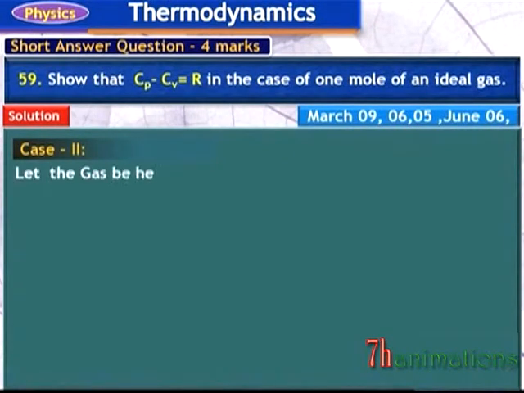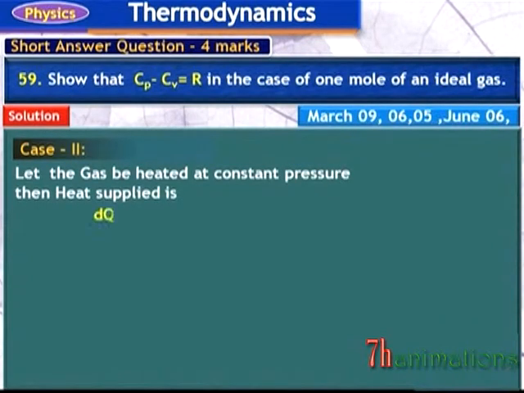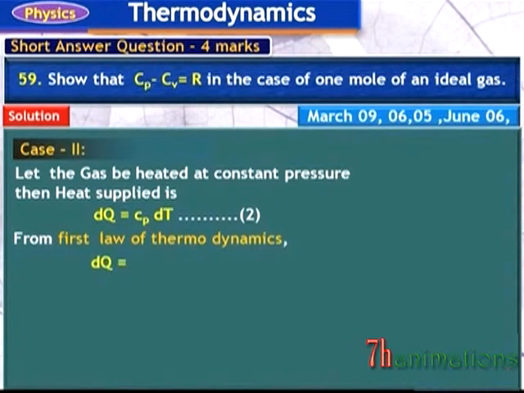Now we take another case. Let the gas be heated at constant pressure. When the pressure is constant, the heat supplied dQ equals Cp dT. We take this as equation 2. From the first law of thermodynamics, dQ equals dU plus dW. We consider this as equation 3.